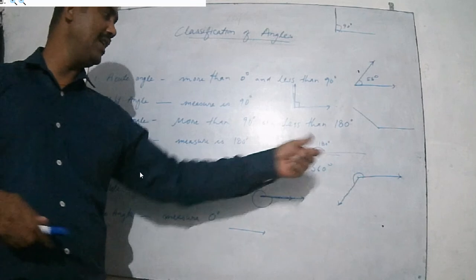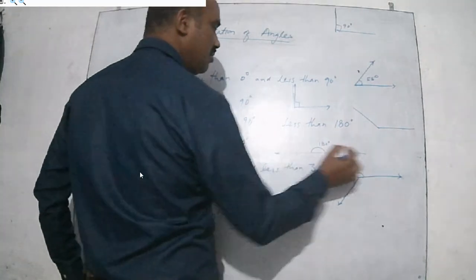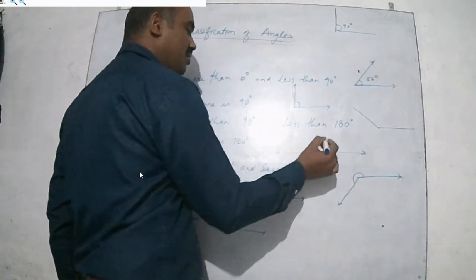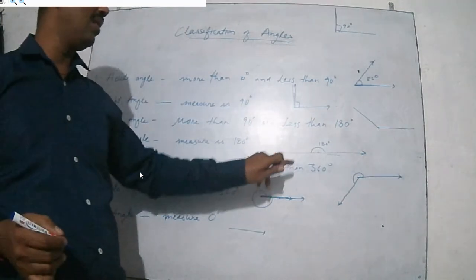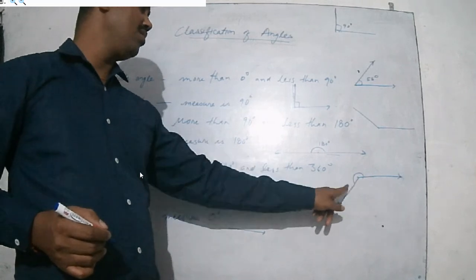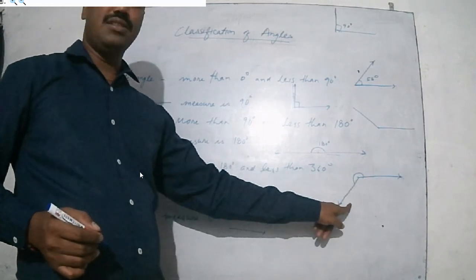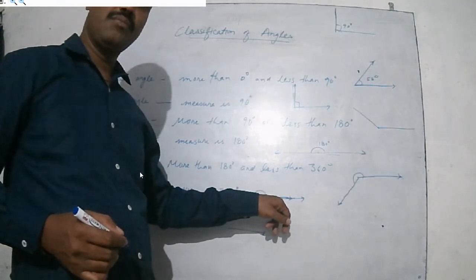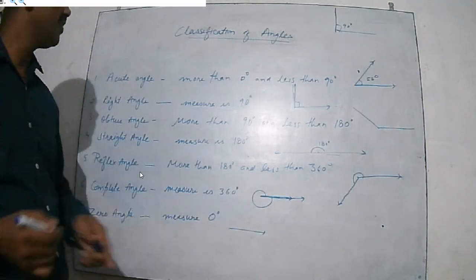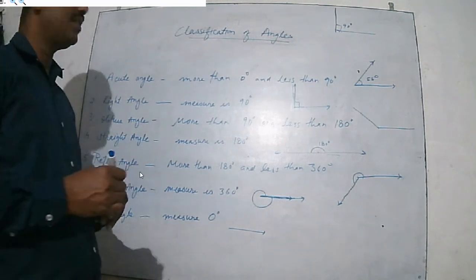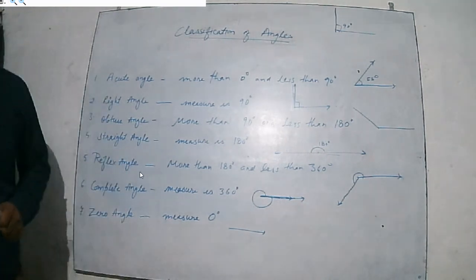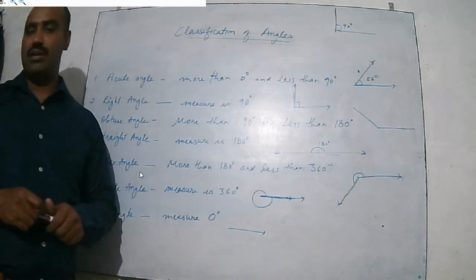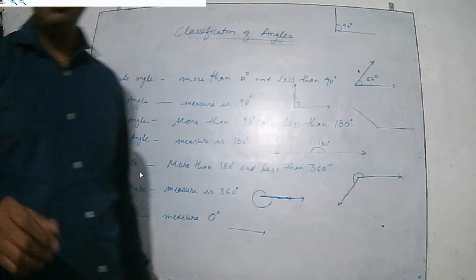This one is 180. Here two arms are there. This is the center point of that. This is the under arm. So the next arm is more than 180 and less than 360. And a complete angle measures 360. Okay, so this is our classification of angles. After this we go to the exercise. Okay, one more thing that I have to discuss: pairs of related angles.